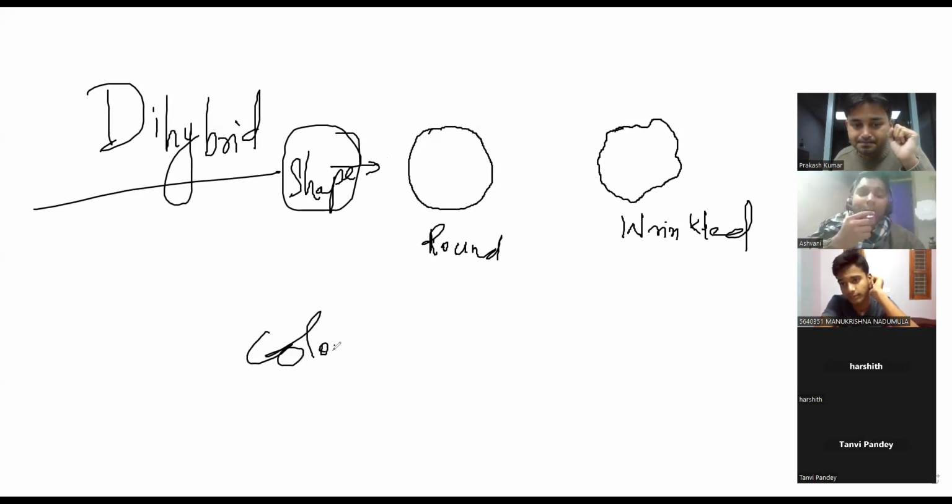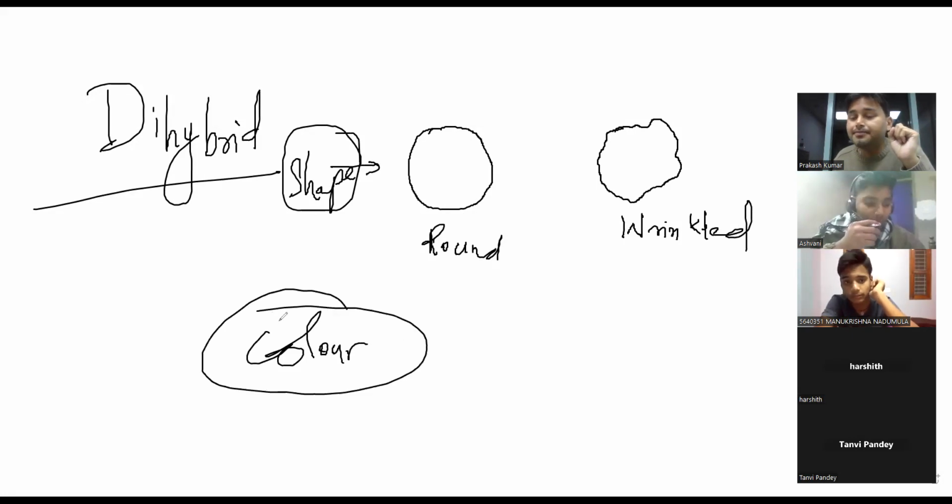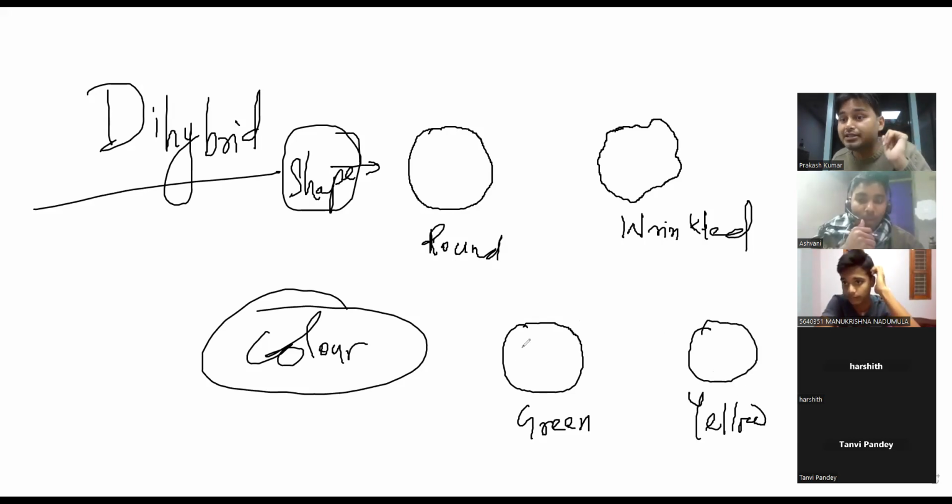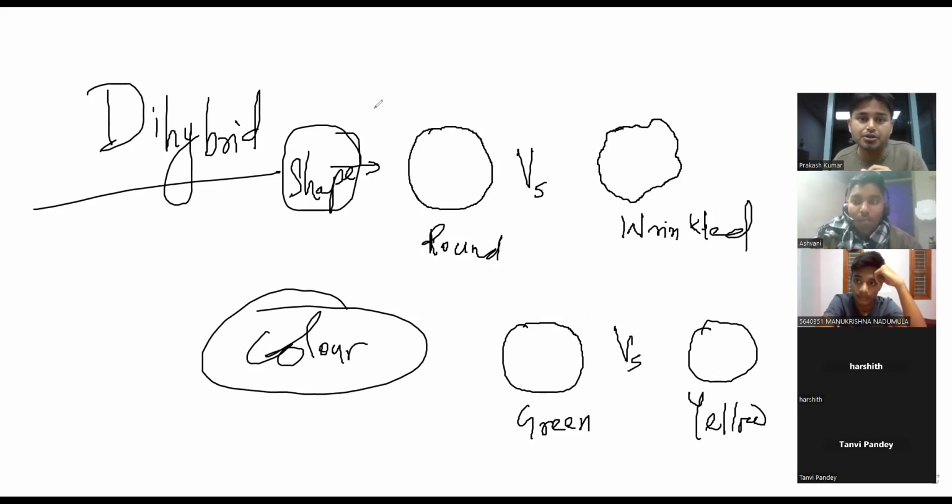And the next will be color. If I talk about color, one is green color and another is yellow in color. So first we will take those pea plants which might be round and green, round and yellow, wrinkled and green, wrinkled and yellow. Means I'm taking two characters now. One is shape, it will look round or wrinkled, and the other, it will look green or yellow. Okay, I am showing you a diagram.